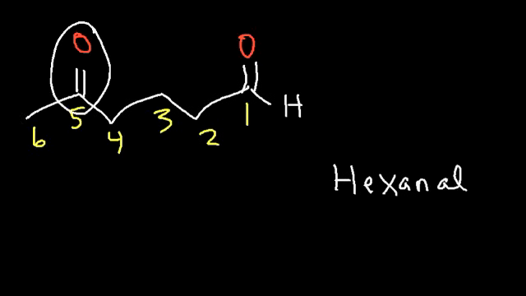Now we do have a ketone on 5. A ketone as a substituent is known as oxo. So this is 5-oxohexanal. Let's try another example.